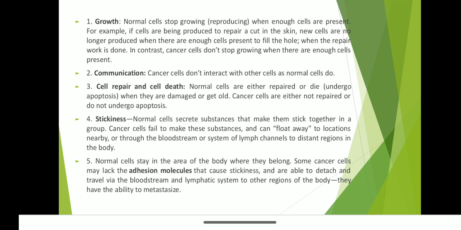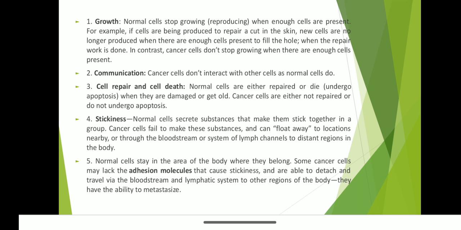For example, if cells are being produced to repair a cut in the skin, new cells are no longer produced when there are enough cells present to fill the hole, when the repair work is done. In contrast, cancer cells don't stop growing when there are enough cells present. This continued growth often results in a tumor. Next is communication. Cancer cells don't interact with other cells as normal cells do. Normal cells respond to signals sent from other nearby cells that say essentially you have reached your boundary when normal cells hear these signals.